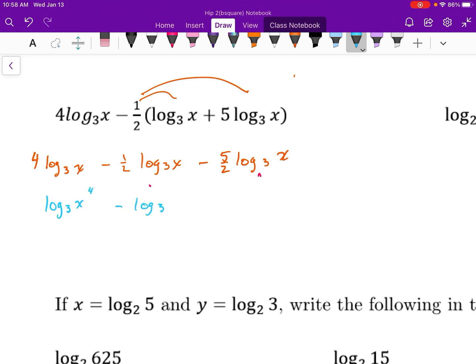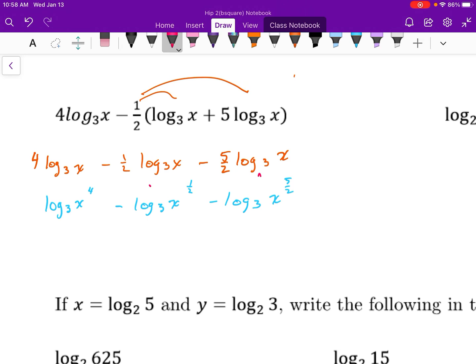So log base 3 of x to the power 4 minus log base 3 of x to the power of 1/2 minus log base 3 of x to the power of 5/2. I hope that helps. So right now, I am struggling with this question, and I think it's really good that you're seeing somebody struggle with a question and the strategies that they use. Me, I like to talk things out.